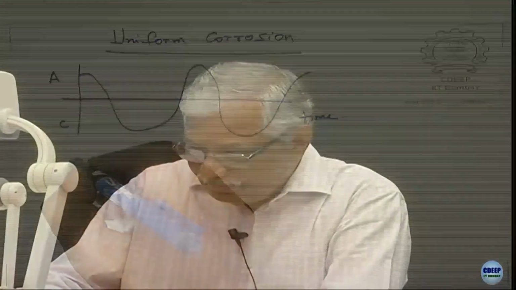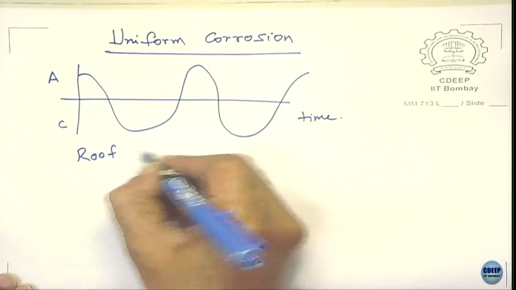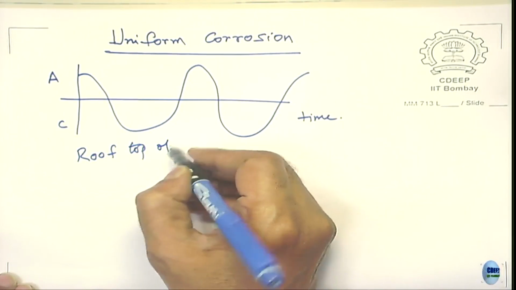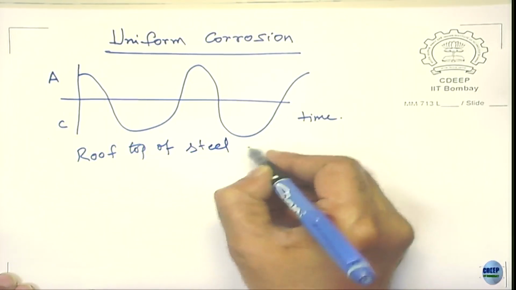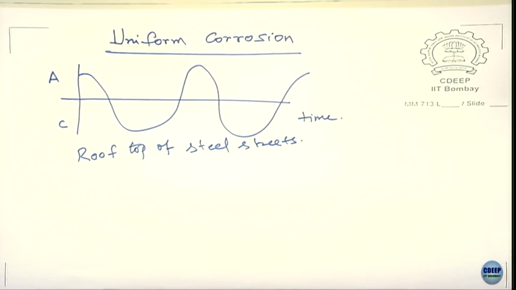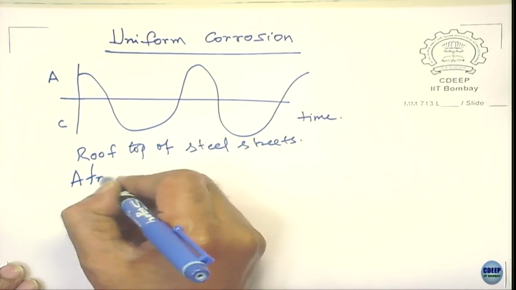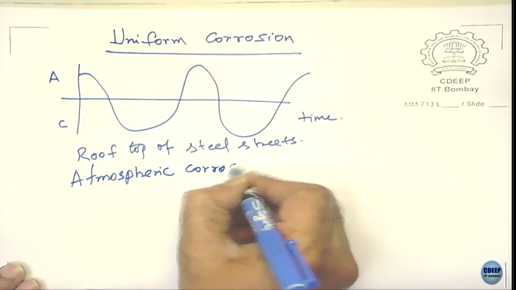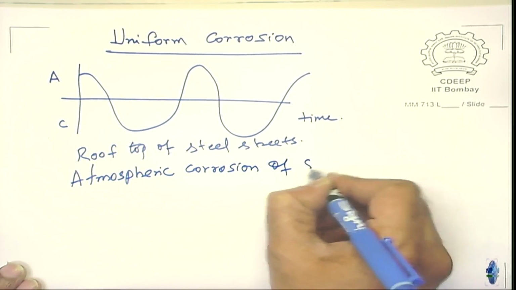One is if you look at the crude top of steel sheets. You will see uniform corrosion around the steel sheets. Most atmospheric corrosion of steel structures, you will see as uniform corrosion. So, generally atmospheric corrosion of steel, you see that.